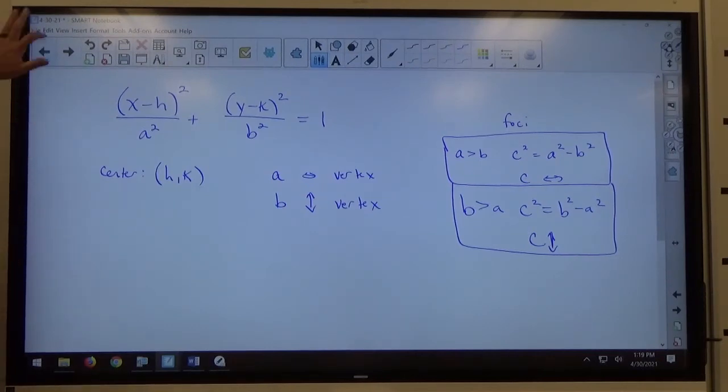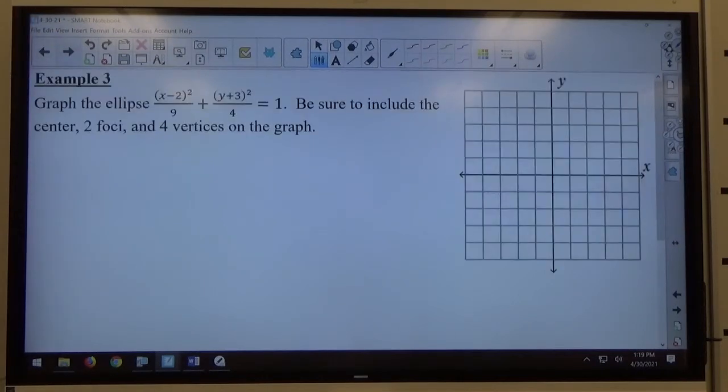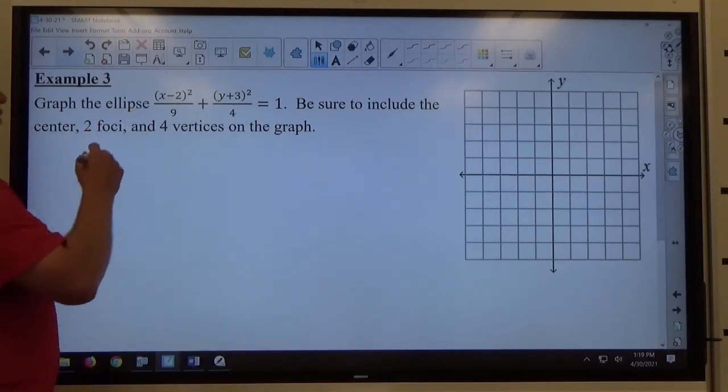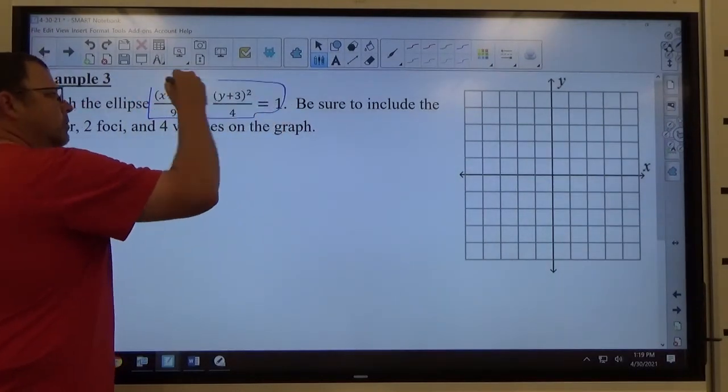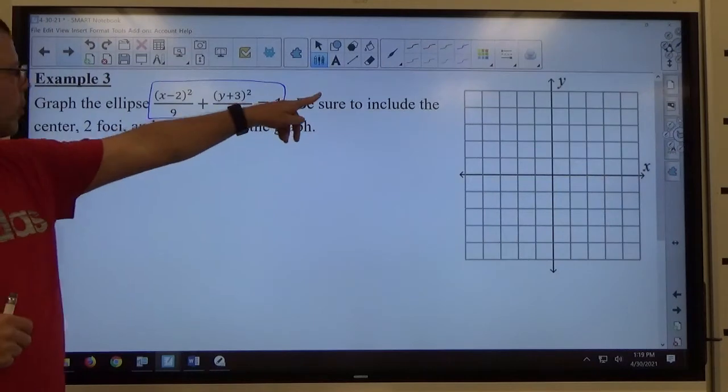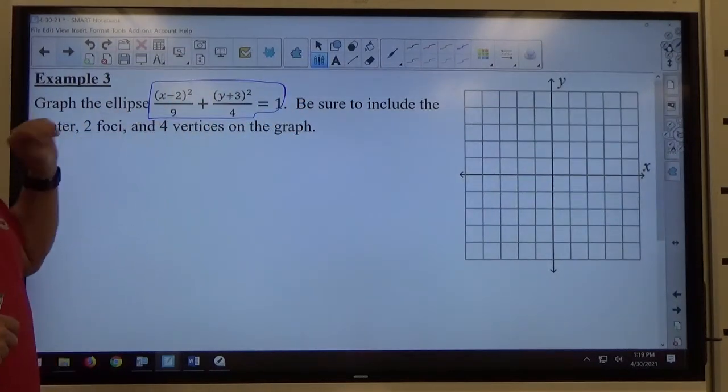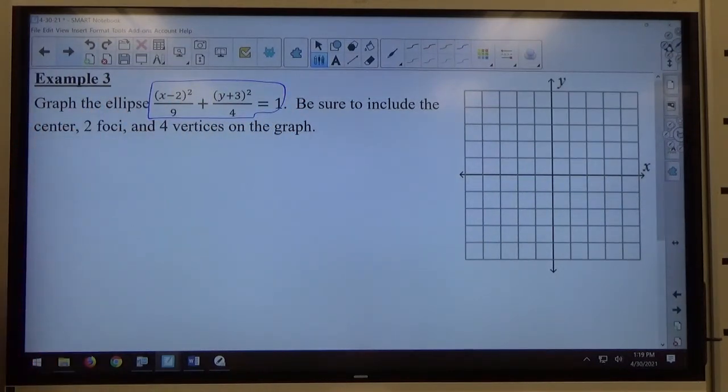So, all right. If we take a look at example 3, graph the ellipse (x minus 2) squared over 9 plus (y plus 3) squared over 4 equals 1. You'll notice we have our nice little standard form going on right here. It says be sure to include center, 2 foci, 4 vertices on the graph. So when we graph it, we're going to have 7 total points every single time we do this.